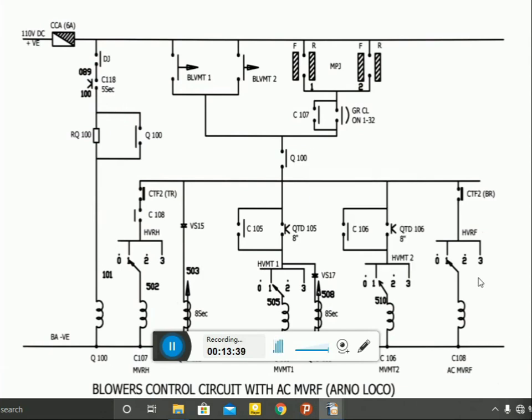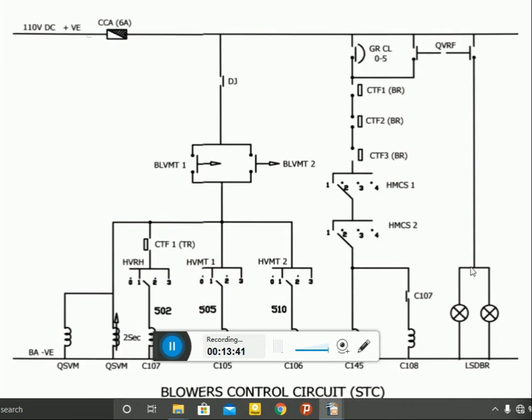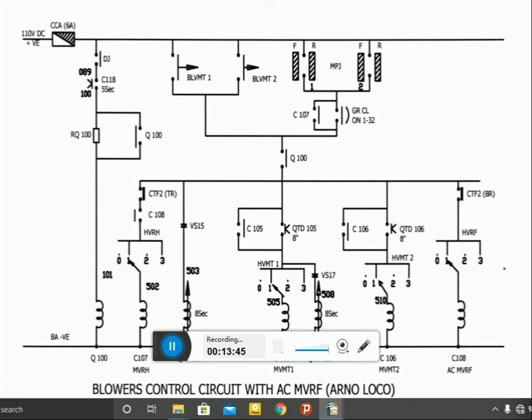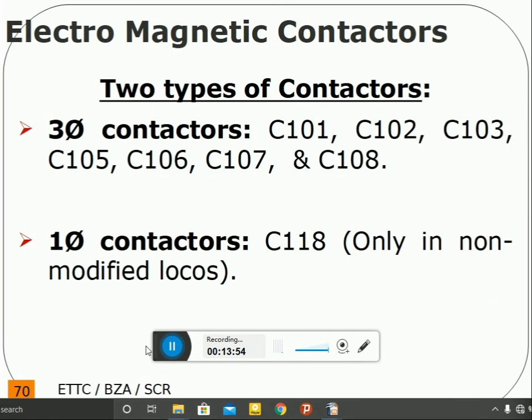The ACMRF provides locus. If C108 is not closing, there is no need of troubleshooting, we should not use RP. If single phase EM contactor C108 is not closing, we cannot close DC, starting phase will not be there, so we have to troubleshoot.